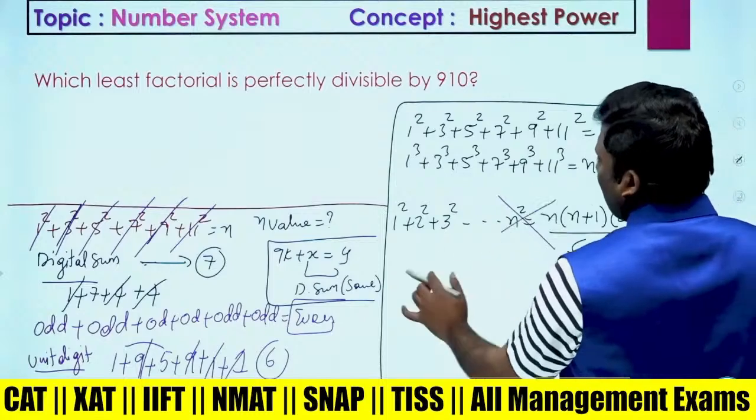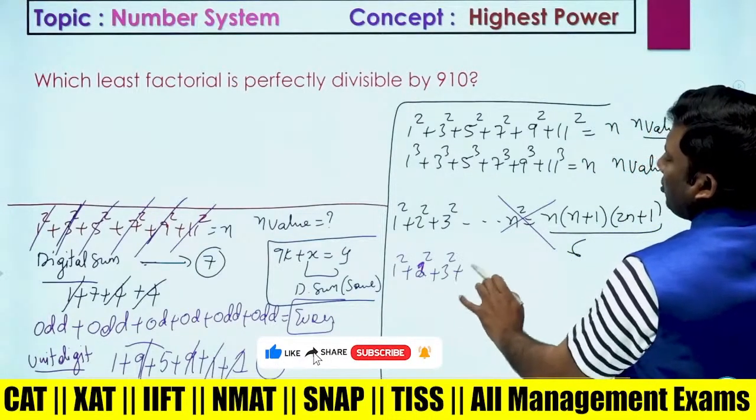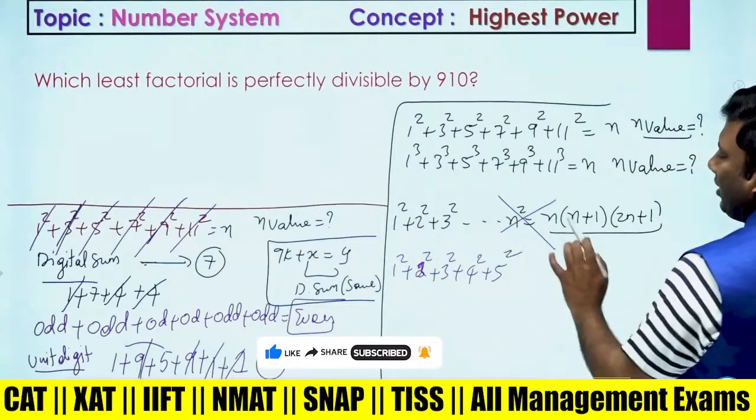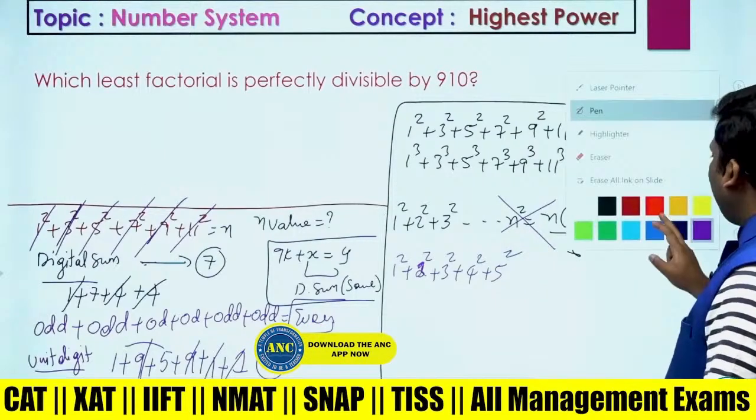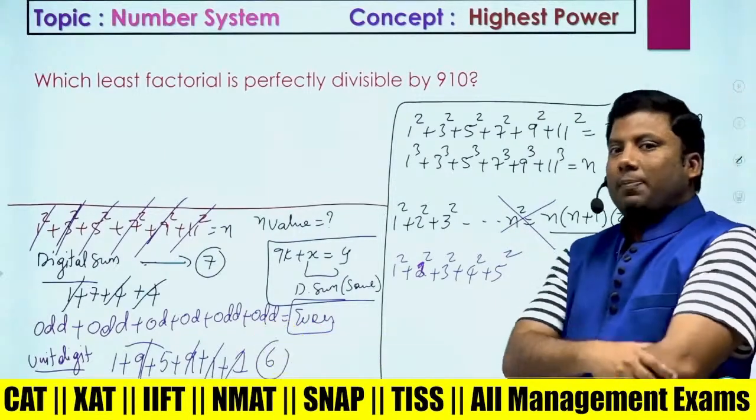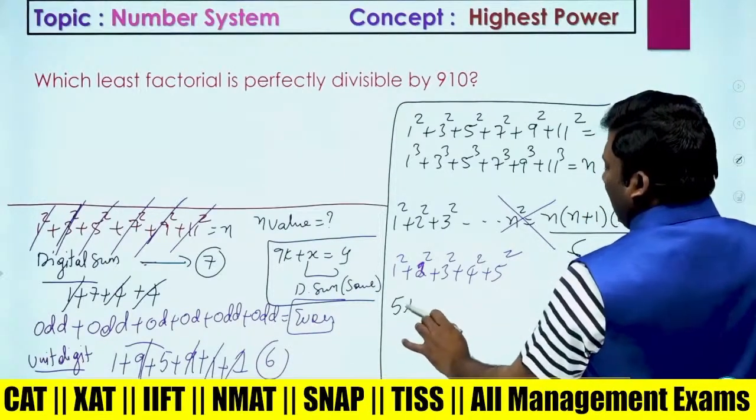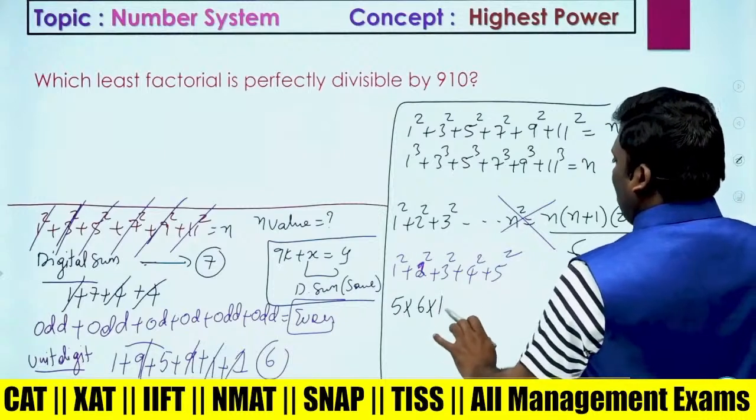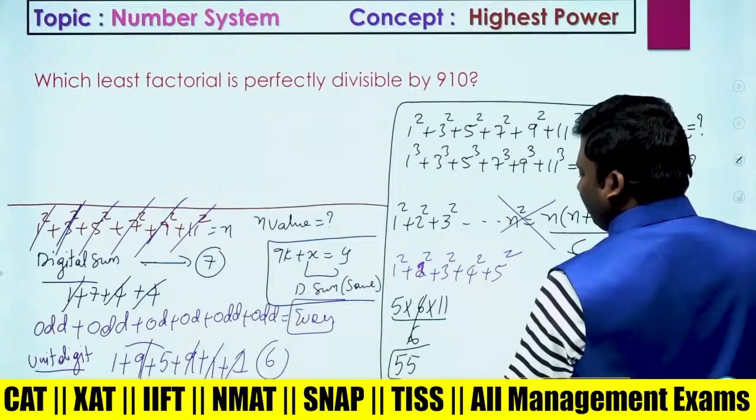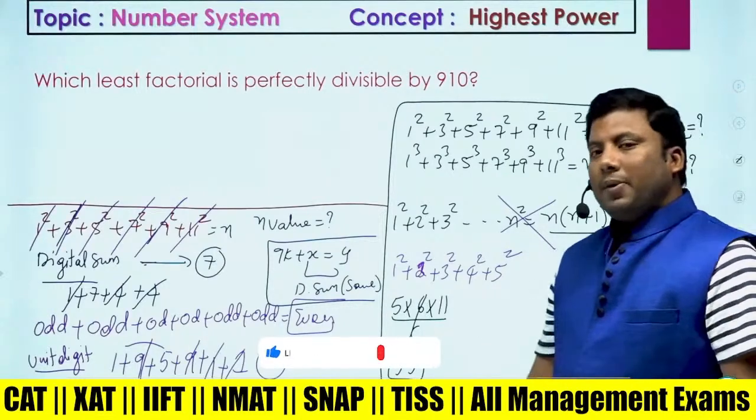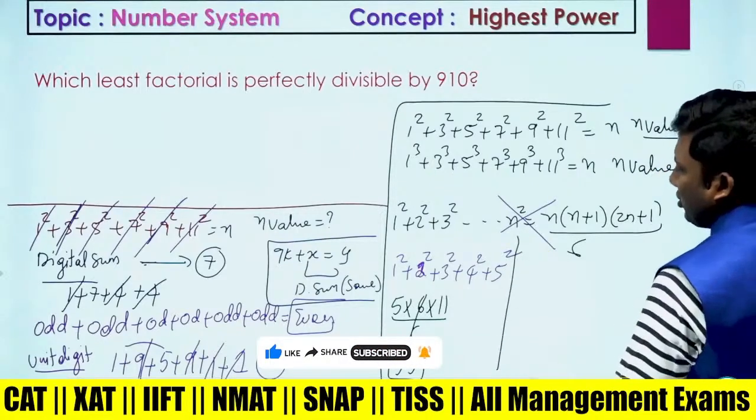Let me do a simple example. 1 square plus 2 square plus 3 square plus 4 square plus 5 square. Let me see if all the answer options match with the formula whatever we knew. If I use this formula, n into n plus 1 into 2n plus 1 divided by 6, the answer is 55. n into n plus 1 into 2n plus 1 divided by 6: 5 11s are 55. Let us check with this one.